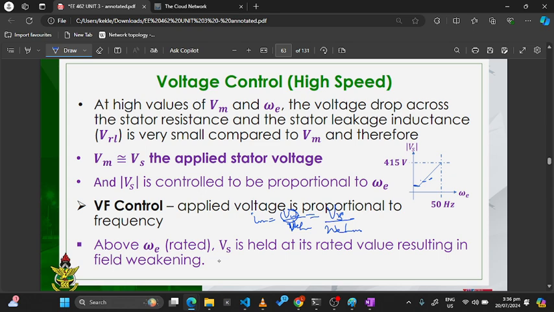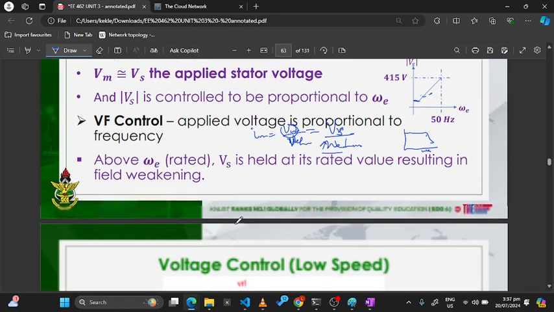So we are saying you can't keep increasing these two forever. Okay. This one has its rated value. So when you get to its rated value, that's where you are going to have omega base. Okay. So at its rated value, in order for you to increase this further, you have to weaken the field. So you have to reduce the flux, so you have to reduce the current, which is Im. Is that okay? So that's field weakening. We've already seen field weakening earlier.